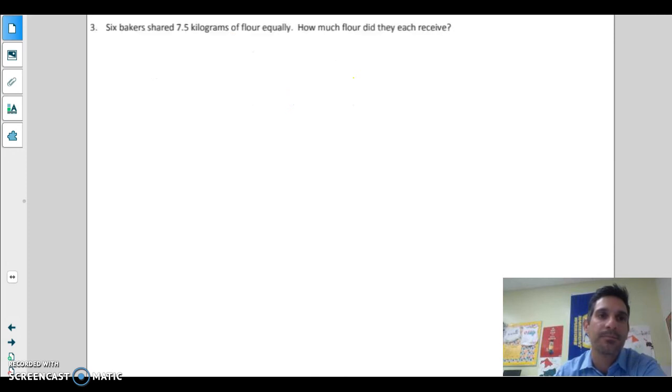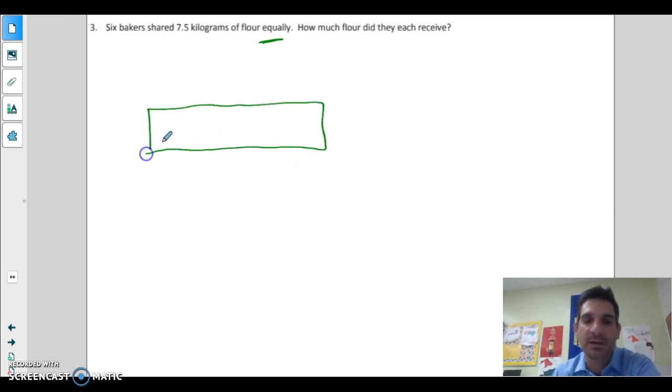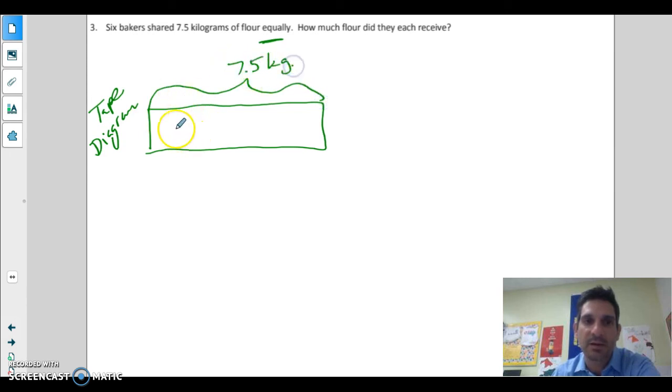Last problem. 6 bakers shared 7.5 kilograms of food equally. How much did each person receive? So I'm going to draw this just so you can see a visual. This is what we call a tape diagram. It's just a visual way of showing a problem. So I have this whole thing. What does this whole thing represent? It represents 7.5 kilograms. Now I'm going to divide it by 6. 1, 2, 3, 4, 5, 6.